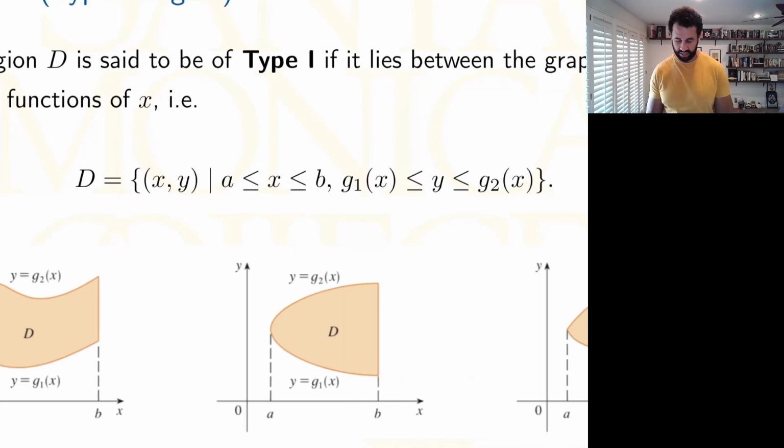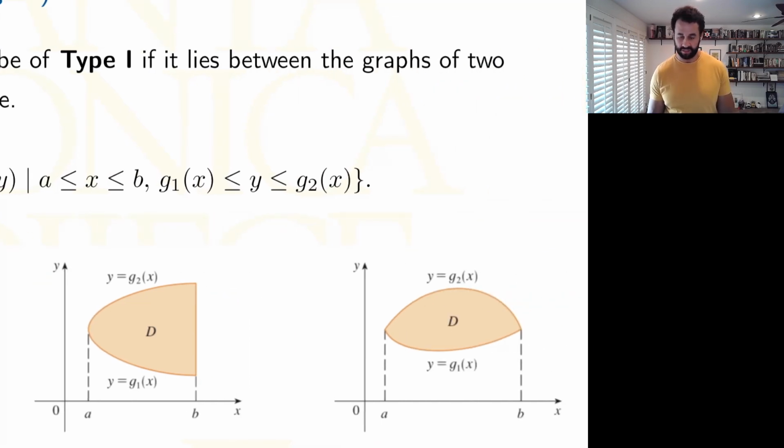This one's also a type 1 region because it's the same thing. This is the second curve, this is the first curve, and then we could just integrate with respect to x from a to b. So this is another way a type 1 region can look. And here's another one. You might have a curve that looks like this and a curve that looks like that. Same deal. We can integrate between these two curves, and then integrate from a to b. So that's in practice how this is going to work.